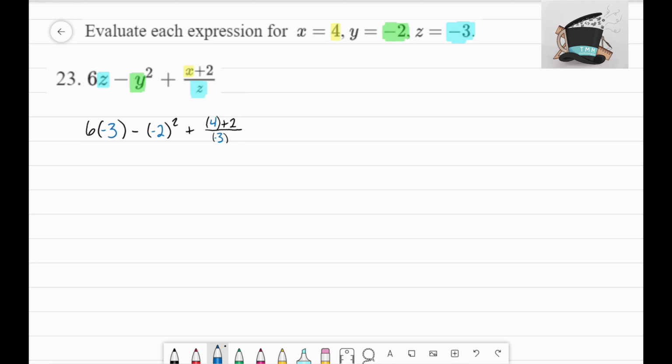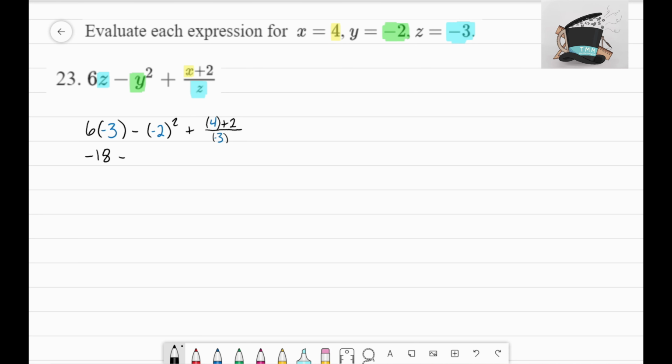Alright, so far so good. All we did is we took our variables and substituted in the actual numerical value. So now all we have to do is work through this problem and start to simplify. So I'm going to start here on the left hand side. I see 6 times -3. Well, 6 times -3 is just -18.